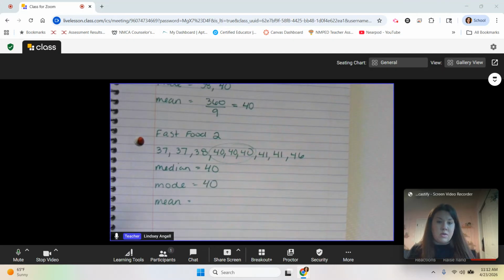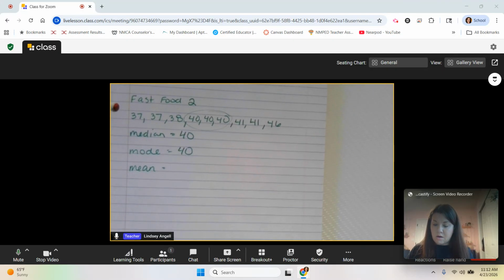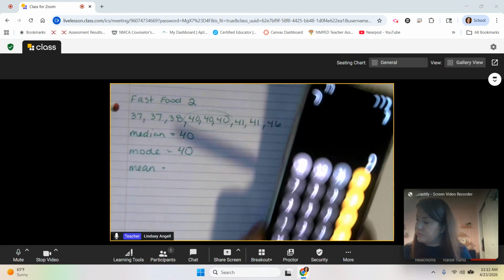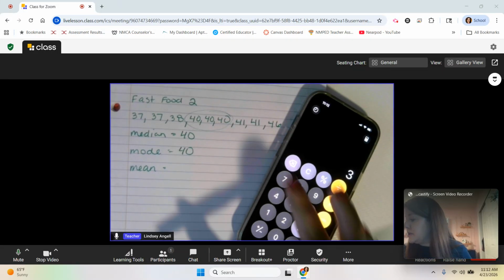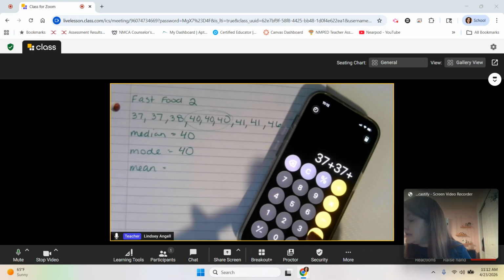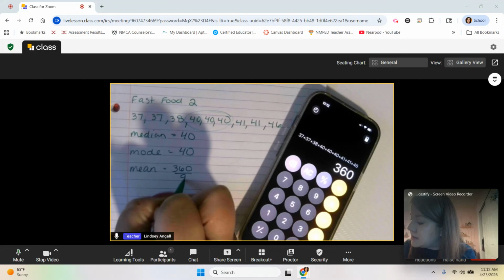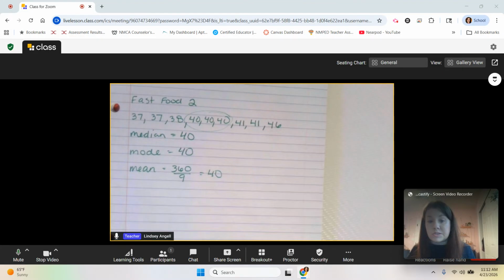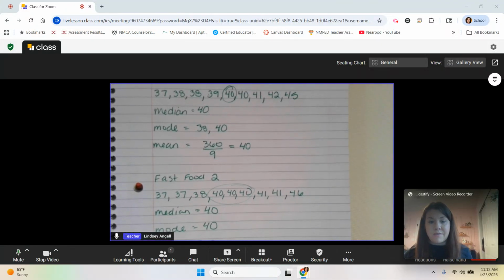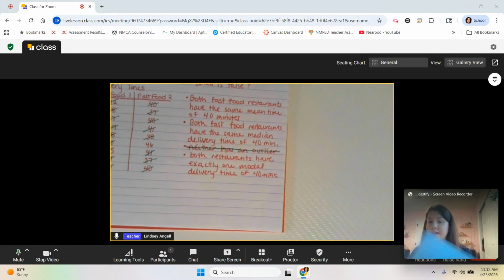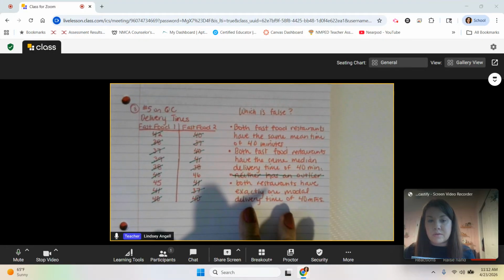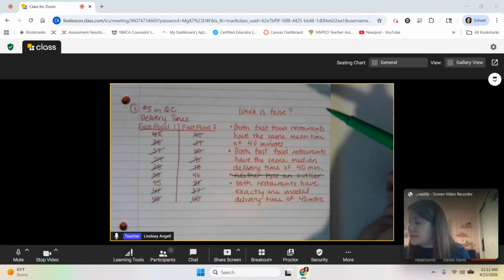And for the mean, we need to add all of those together. That gives me 37 plus 37 plus 38 plus 40 plus 40 plus 40 plus 41 plus 41 plus 46 gives me, oh, interesting, 360 again divided by 9. So the mean is also 40. Now, we have all of this information about both of these restaurants, right? So now let's figure out which one is false.